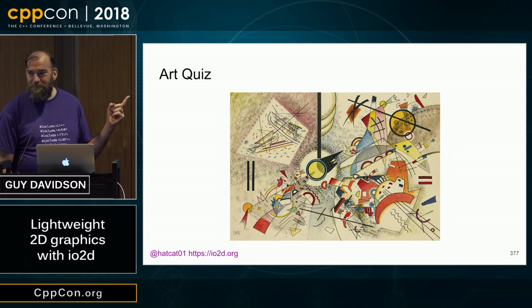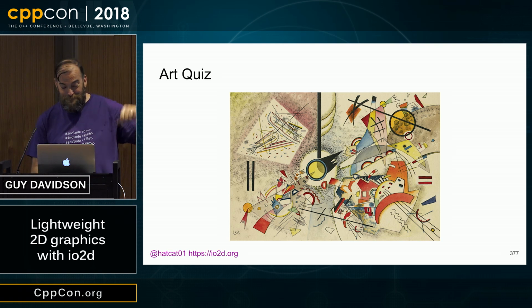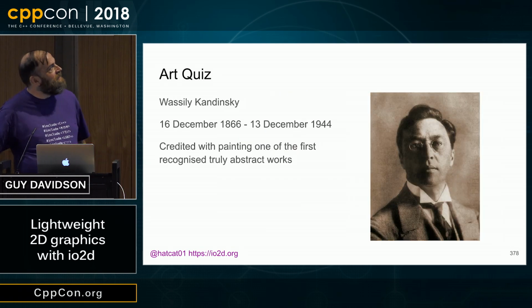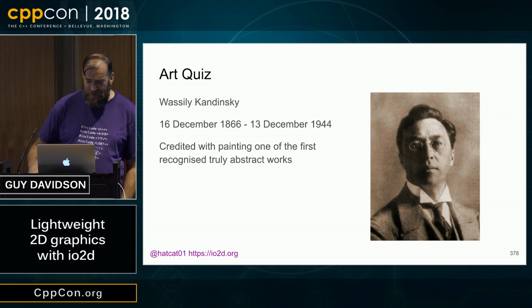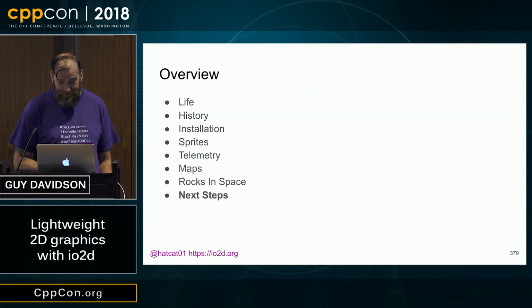Who pasted this? Who said that? Yep. Shebang. Vasily Kandinsky, 16th December 1866 to 13th December 1944, credited with painting one of the first recognized truly abstract works. The Nazis hated him. Degenerate, I think they called him.